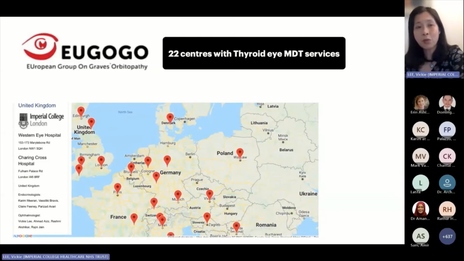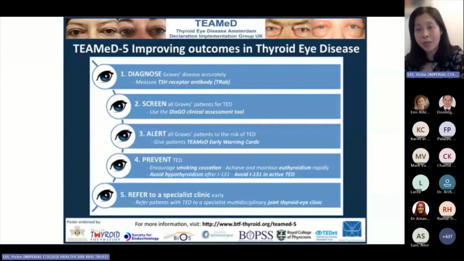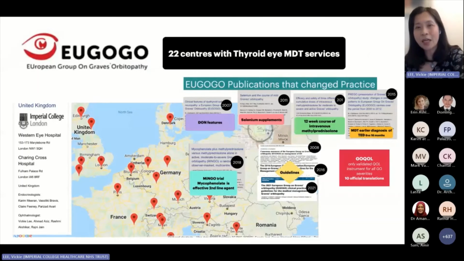So one beacon has been EUGOGO, which is a European group on Graves' orbitopathy. These are 22 centers with MDT services treating thyroid eye disease, and I'm proud to be working in the London center. And EUGOGO has been a beacon in featuring new developments and evolution of treatments, including the use of selenium, the various guidelines for thyroid eye treatment, as well as developing the gold core, which I will talk about later.